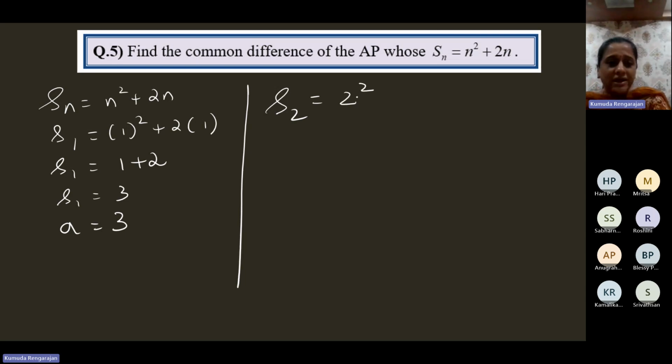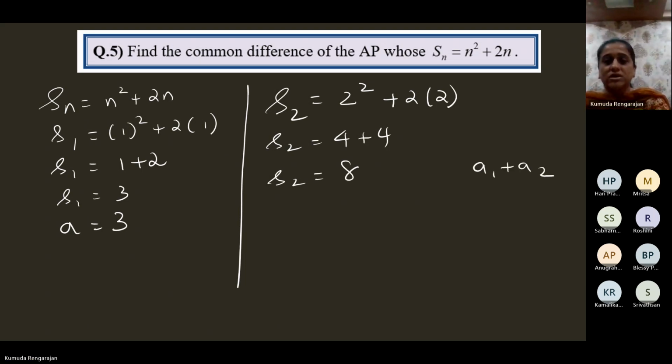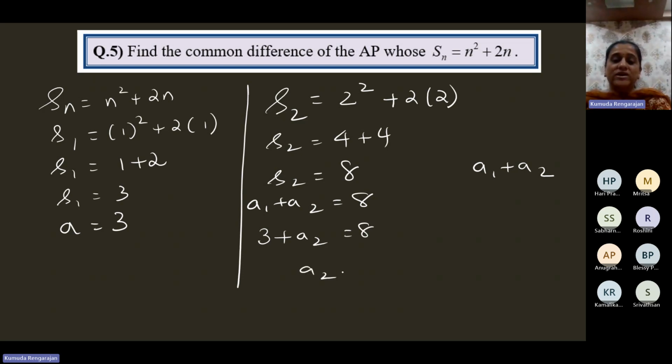What is S2? It's n squared plus 2n, where n is 2. So 2 squared plus 2 into 2. So S2 is equal to 4 plus 4. S2 is equal to 8. Now what is S2? S2 means A1 plus A2. S2 is not A2. S2 means the sum of the first two terms of the AP. So A1 plus A2 is equal to 8. But we know A1 is 3, so 3 plus A2 is equal to 8. So A2 is equal to 5. The second term is 5.